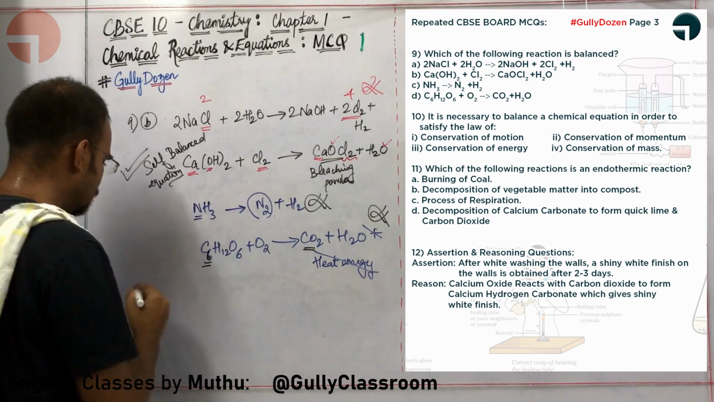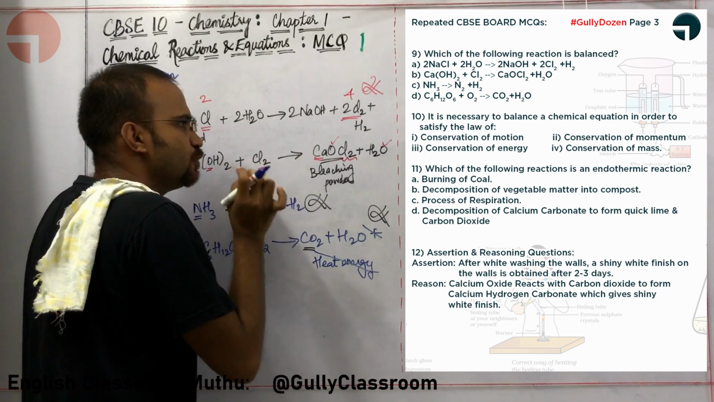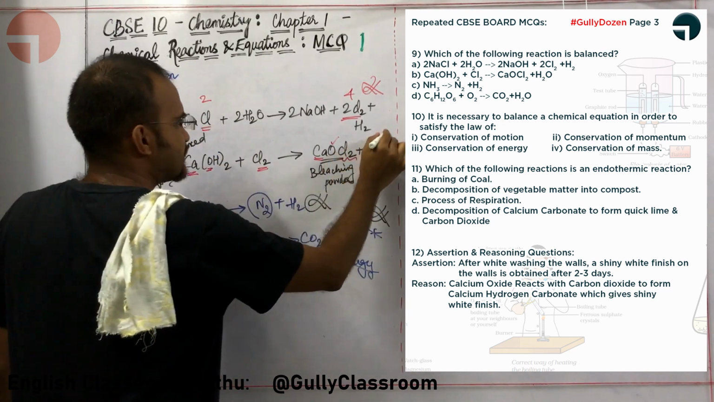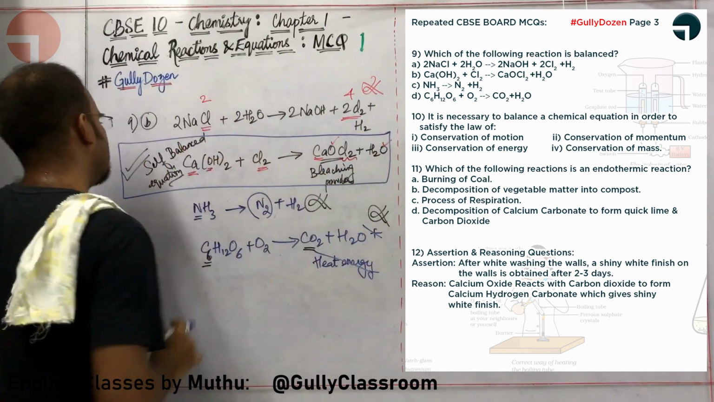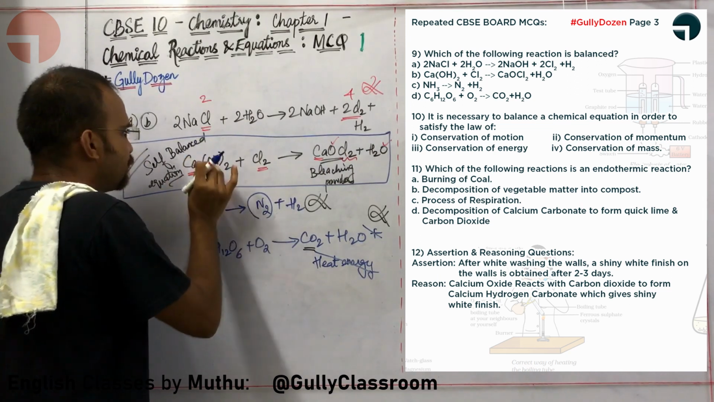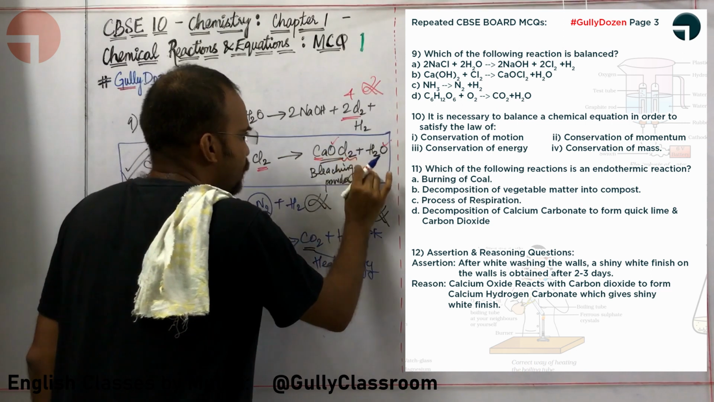Okay sir, let us go for the 10th problem. Look at the 10th problem. It is necessary to balance a chemical equation in order to satisfy the law of. Let us take this particular reaction. I am going to analyze this particular reaction. The total number of atoms in the reactant is equal to the total number of atoms in the product.